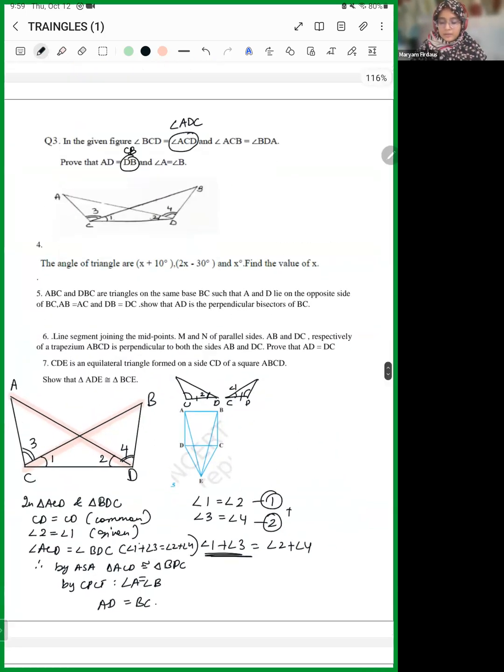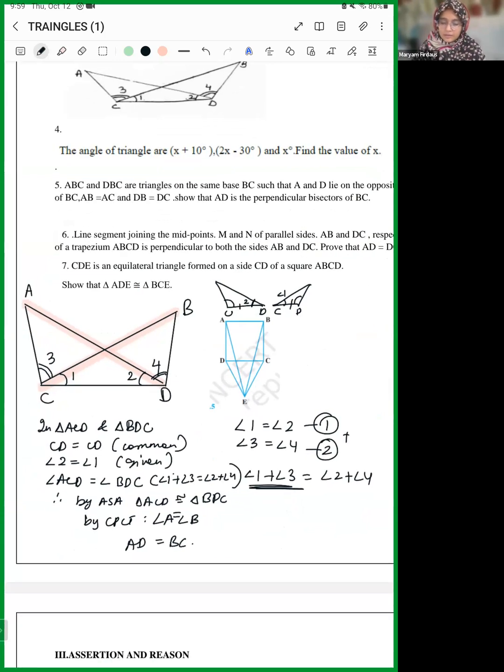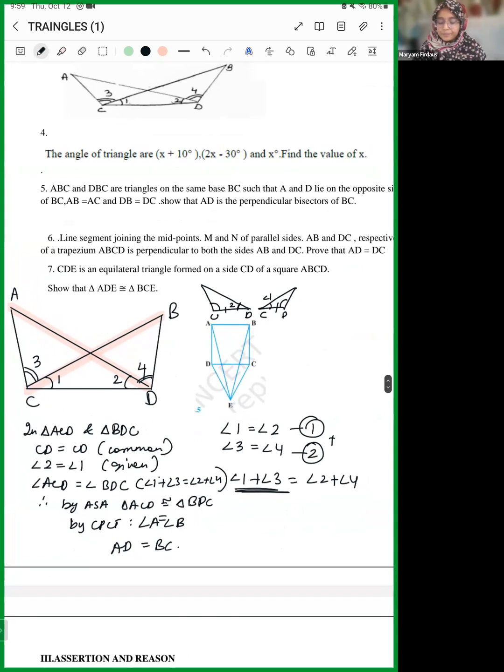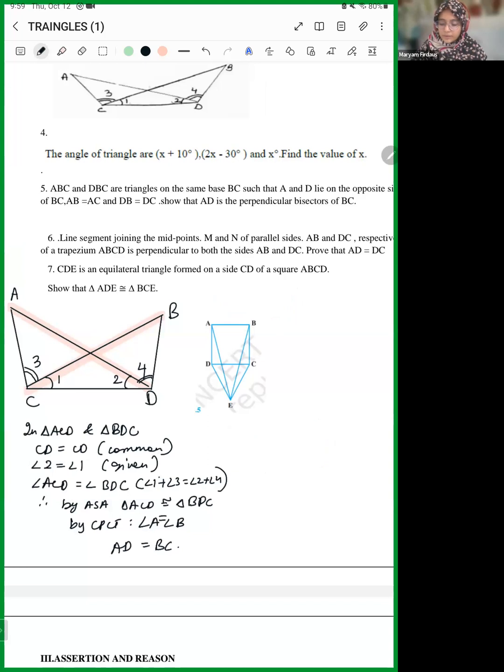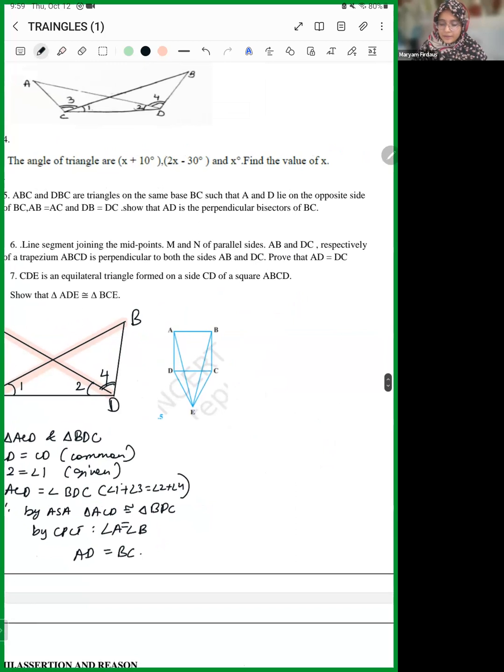Okay, ma'am, got it. Got it? Okay, then 7. Yes, ma'am, 7th. Okay, so you have an equilateral triangle.